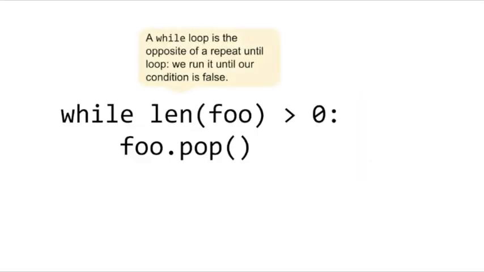But now with our while loop, we're doing something that's the opposite. In this case, I'm saying while the length of foo is greater than 0, pop off the last item from foo. So I'm going to repeat whatever's inside this while loop until this condition is false. You can think of this as being like repeat until length of foo is equal to 0. But with the while loop, we're saying while length of foo is greater than 0. So we're using the opposite condition.